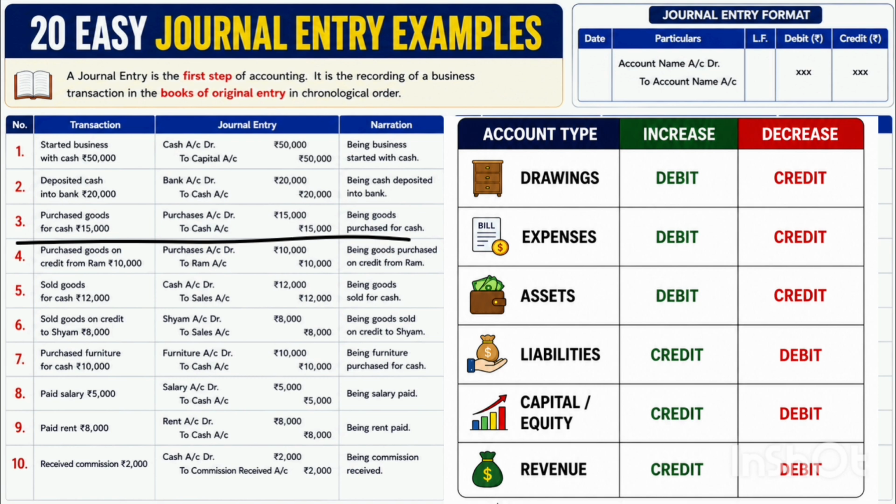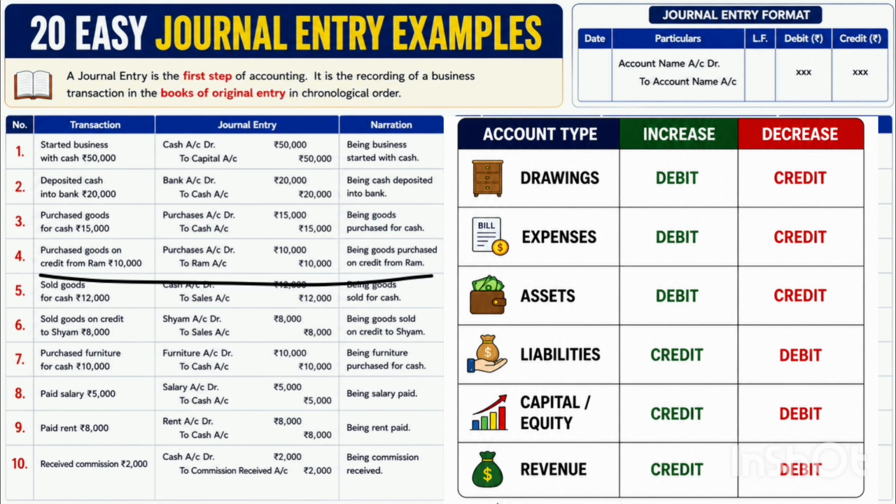So, purchase goods for rupees 15,000. The first account will be purchase and the next one is cash. Purchase is nothing but our expenses, so here our expenses are getting increased. Expenses have a debit balance, and whenever a debit balance gets increased we have to debit it. So the purchase account will be debited, and for purchasing those goods we have paid cash. Cash is an asset, and when assets get decreased, we have to credit it. So what will be the entry? Purchase account debit to cash account.